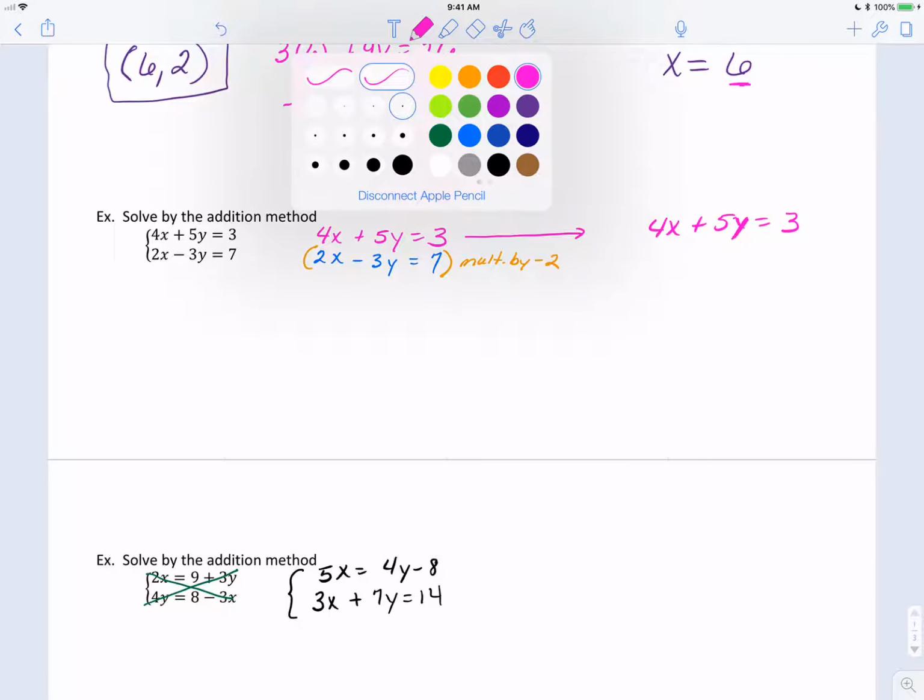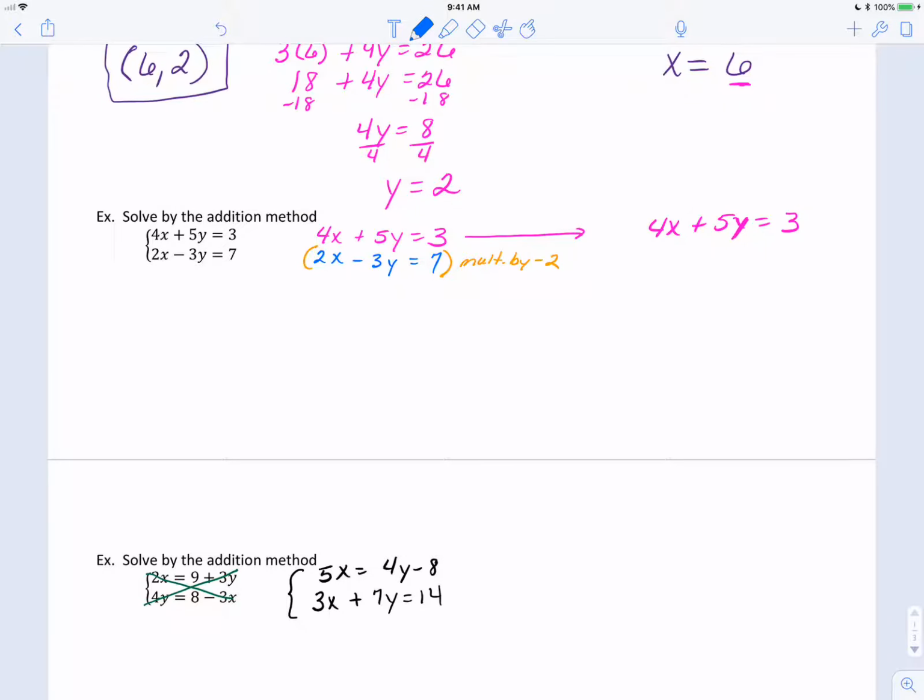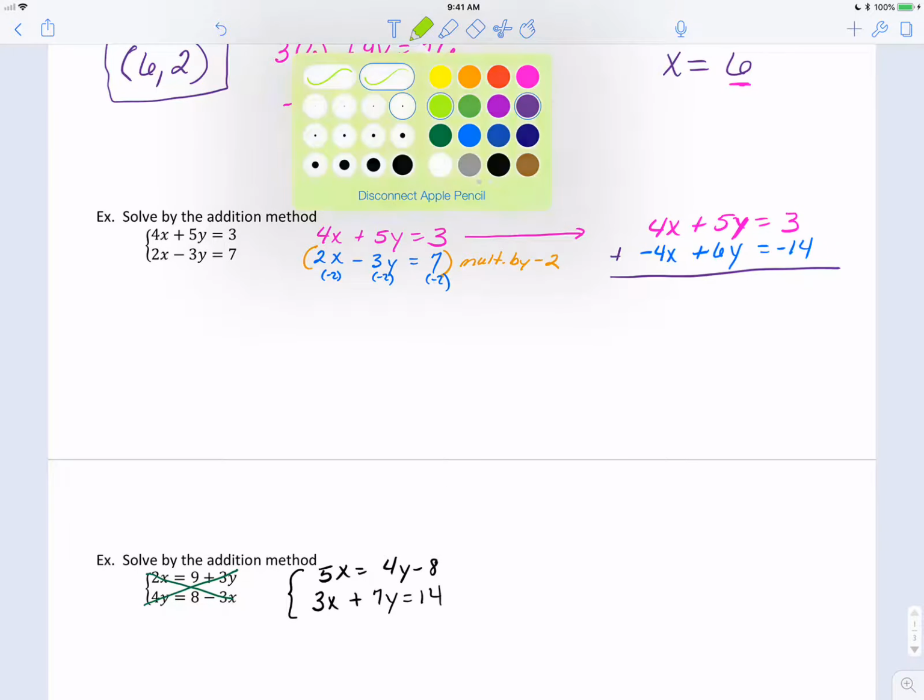Then our new second equation, every term multiplied by a negative 2. So remember, this one's by negative 2, this one's times negative 2, and this term is by negative 2. So watch those signs, because 2x times negative 2 is negative 4x. Negative 3y times negative 2 makes positive 6y, and then 7 times negative 2 makes a negative 14. And now we're ready to add these two equations together and eliminate one of these variables.